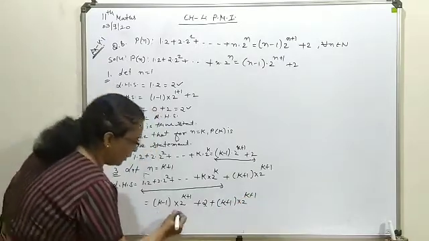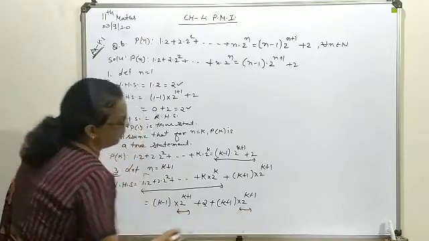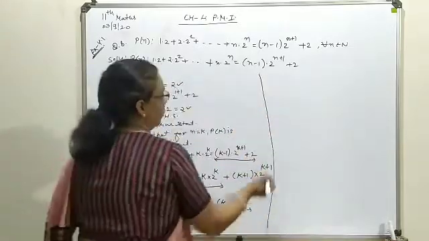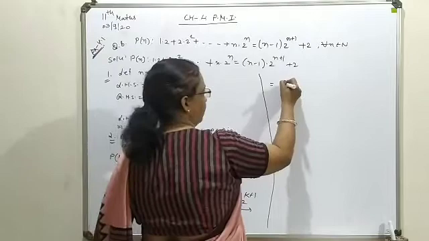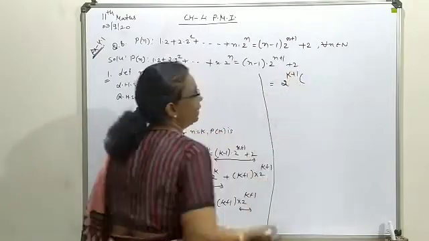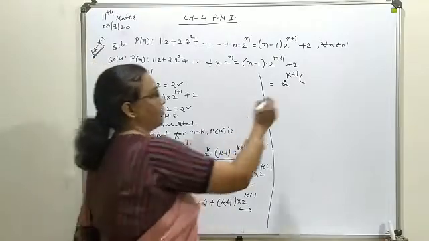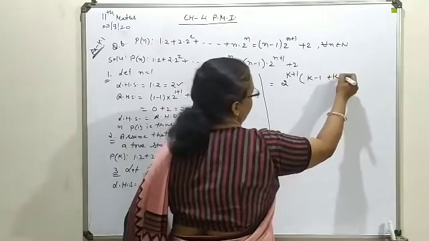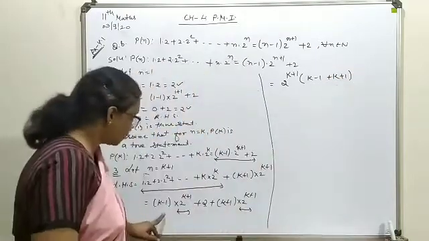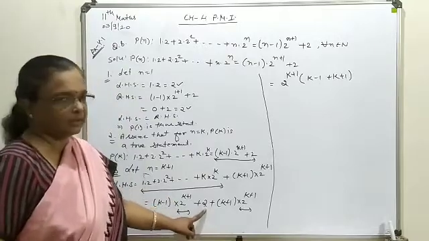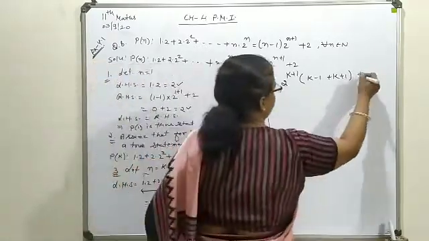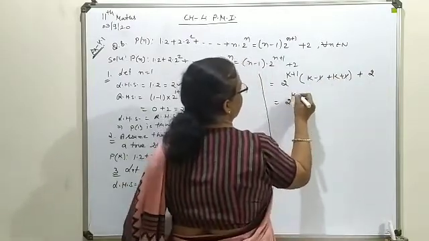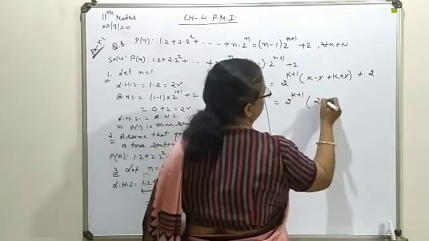Now you see that in the first and last term, 2 power (k plus 1) is a common factor, so we take it common for a simplified form. Inside the bracket, the first one is k minus 1 and the second one is k plus 1. These two we combine, and the last plus 2 we keep aside. Now minus 1 plus 1 cancel, and inside the bracket only one term remains, that is 2k.